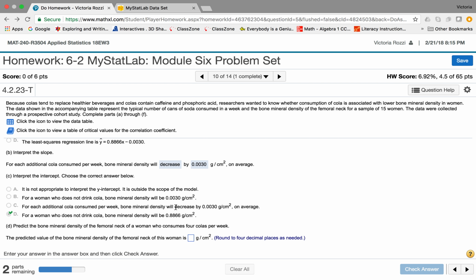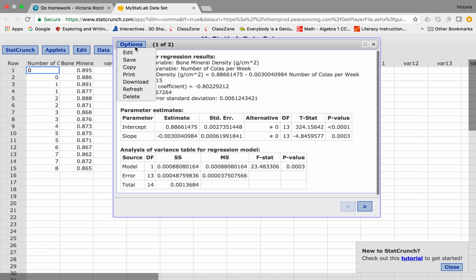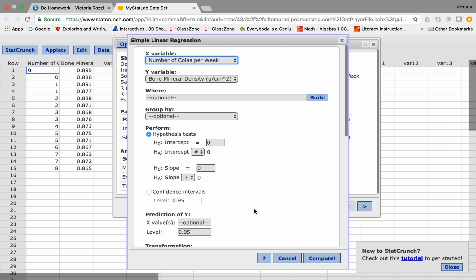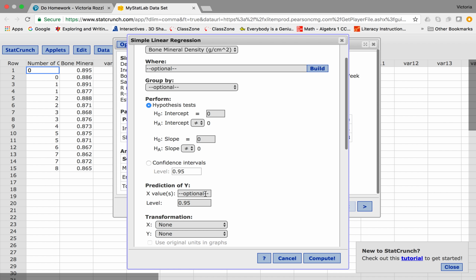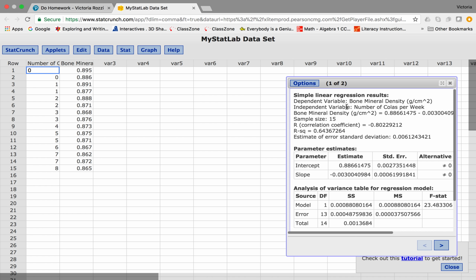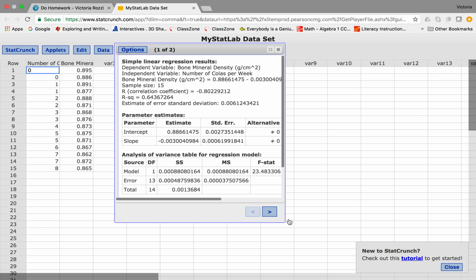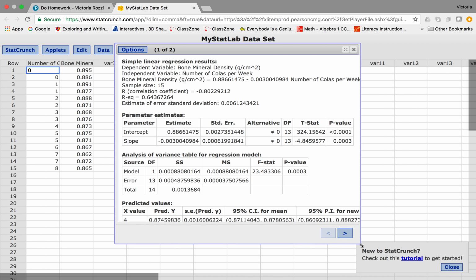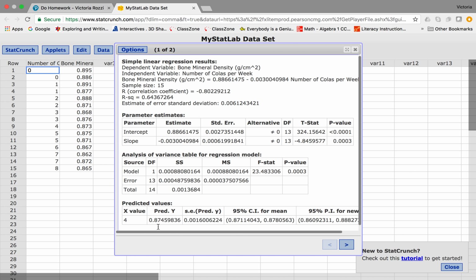And let's see here. It says, predict the bone mineral density of the femoral neck of a woman who consumes 4 colas per week. Now to do this, you can actually go back to your data set. And if we click Options and click Edit, I can predict a value. So I want my X value to be 4, and just click Compute. And so now if we go back, it's almost like just plugging in 4 for X, but it will do it for you. So the predicted Y here would be 0.8745.